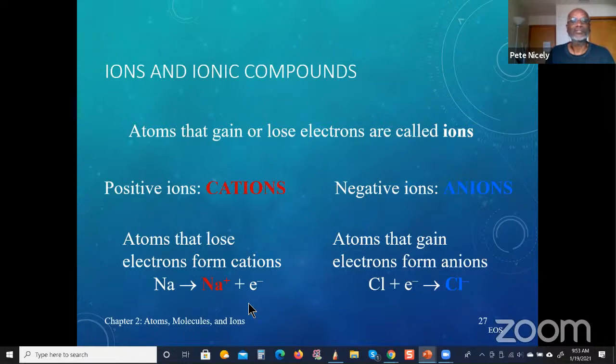So here we have two examples where sodium will lose 1 electron to form a sodium ion, and chlorine will gain an electron to form a chloride ion. Later on, we're going to learn about basically how you can predict how many electrons will be lost or gained when an atom becomes an ion.